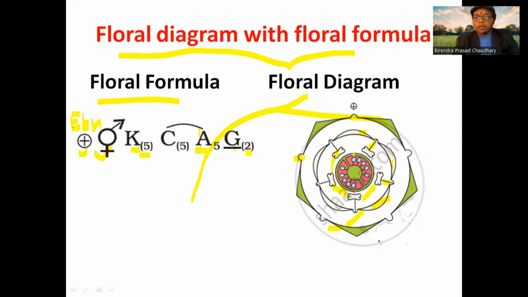Then the innermost whorl is the gynoecium, which contains the two carpels. The carpels are fused to each other. They are syncarpous. And axial placentation is found, where the ovules are connected to the central part. And then the ovary is a bilocular ovary, which is superior. So in this way, we have to consider the floral formula and floral diagram of this family.